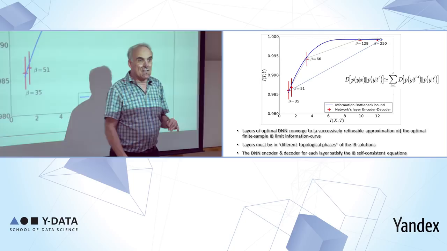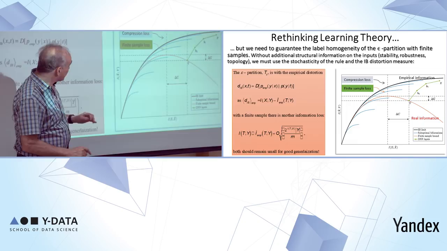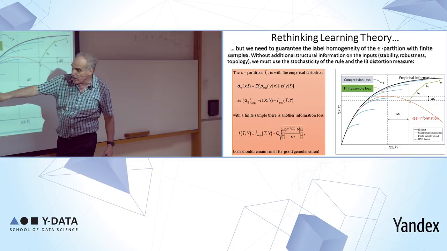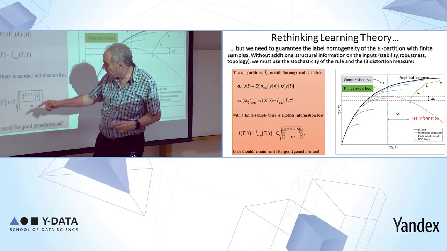Now, there's another issue, which I again want to skip now, which is the finite sample size. If I have only a finite sample, I cannot reach the black line. I can reach only this thing, which is called the red line, or the finite sample bound. Essentially, this is just an approximation, where the empirical information and the true information get further and further away, like 2 to the I over m, square root of 2 to the I. This is essentially the same bound I showed before.